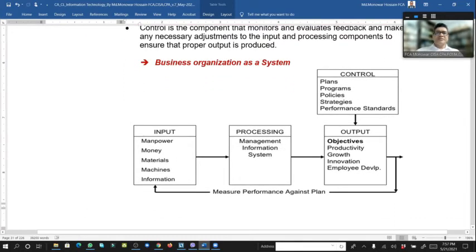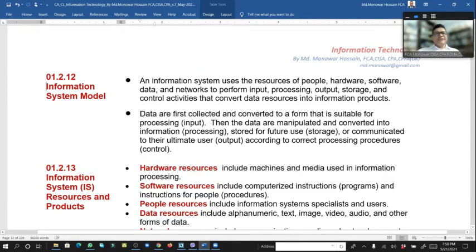So we can say that a business organization is a system. How? Here again, input: man, machine, material, information go to the process, the management information system. After processing, output comes: objective, productivity, growth, innovation and development, and these measure the performance against the plan. What was our standard or plan, our target? Measure the performance against the target also, and control plan, program, policy, strategy, performance standard, etc. So it is the business organization as a system. Information system model.